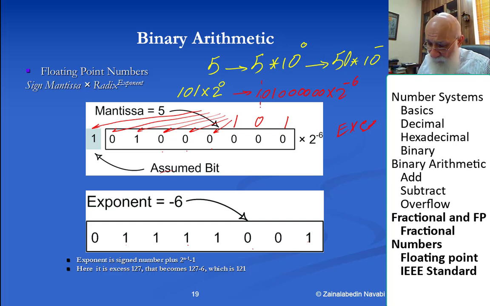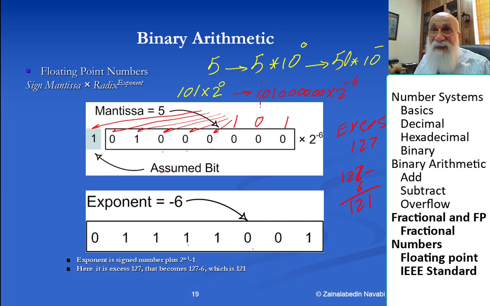I have 1, 2, 3, 4, 5, 6, 7, 8 bits. 8 bits gives me excess 127. That means minus 6 in excess 127 becomes 127 minus 6, and that becomes 121.